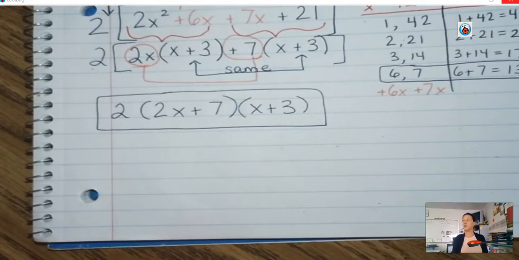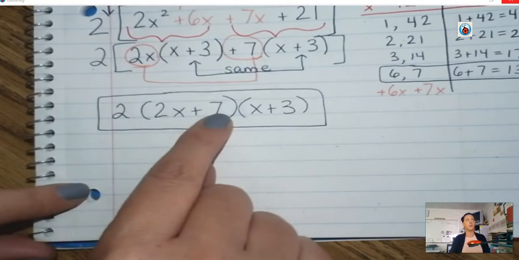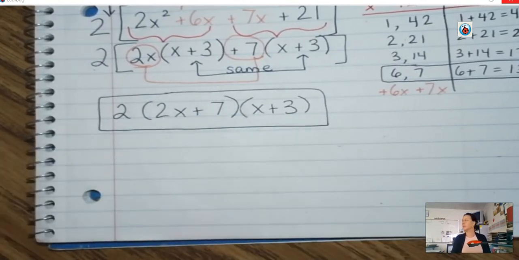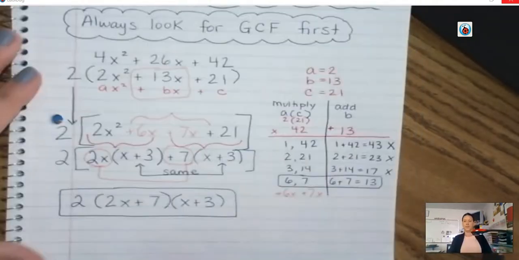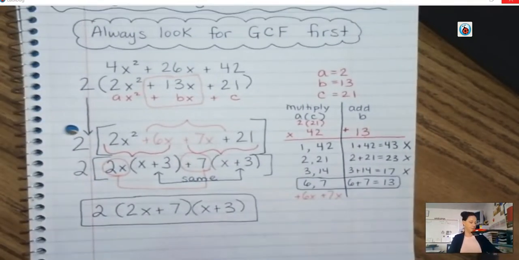That's your answer. Those are your factors. There's 3 factors. 2 is a factor. 2x plus 7 is a factor. X plus 3 is a factor. Make sure you have parentheses around those. Okay, ready to try that again? Make sure you're taking good notes because you know you're going to look back at this and be like, oh my God, what did I do?